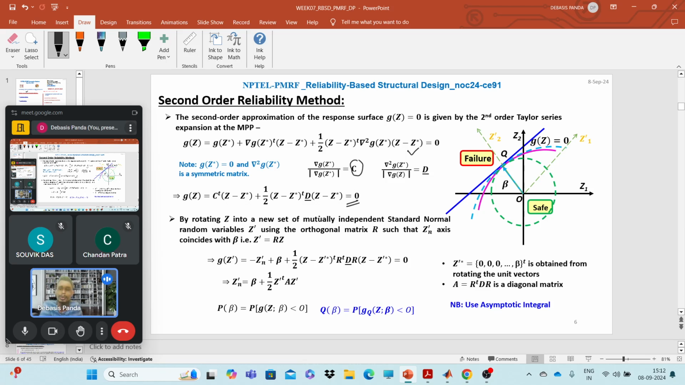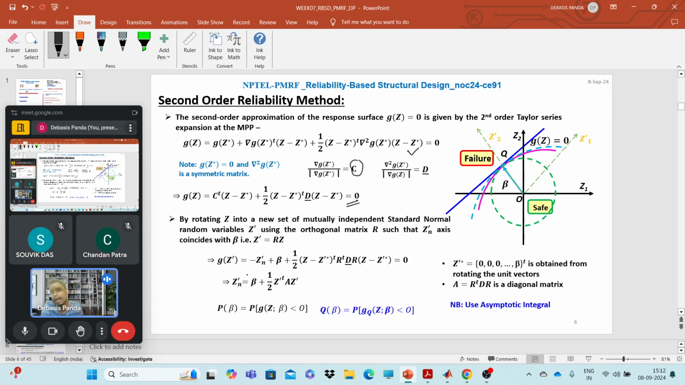Now, if we apply the orthogonal transformation, we want to rotate the z space into z prime space, where the last variable will coincide with the beta. Now, why are we doing this? We just want to incorporate the information about the curvature around the MPPs. That will actually improve the estimation of the beta.